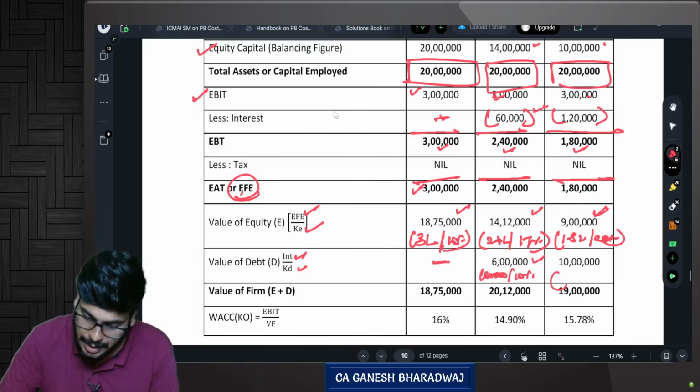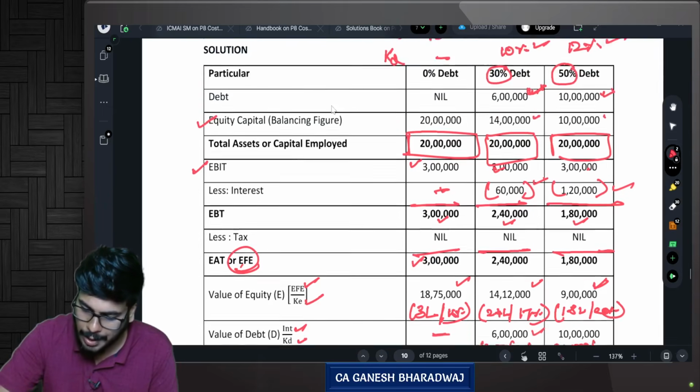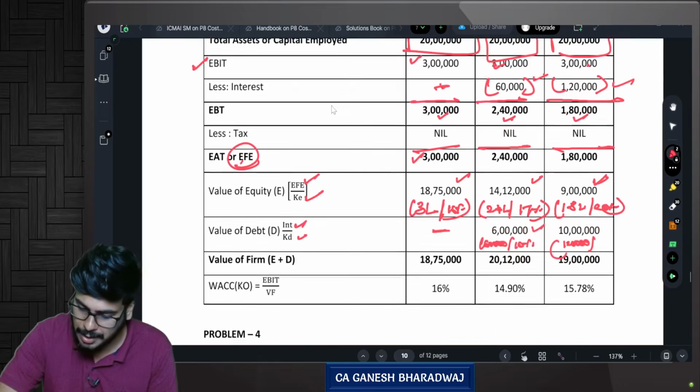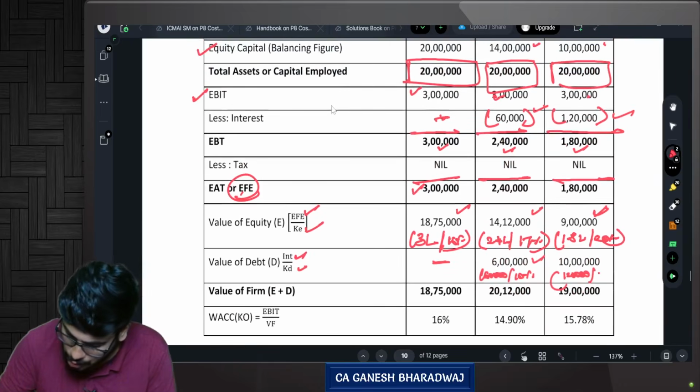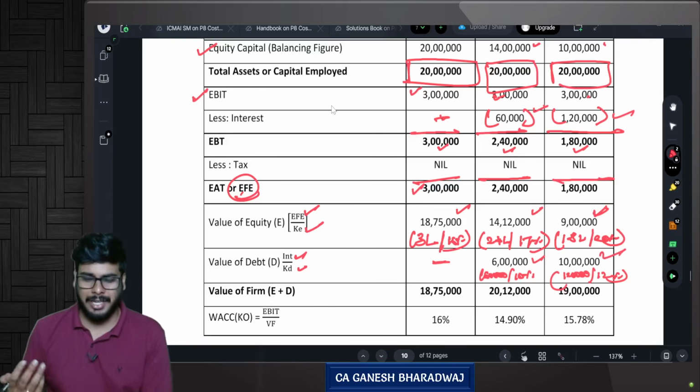In the third phase, I mean, the third alternative, it's going to be 1,20,000 divided by what? 1,20,000 divided by 12 percent, that gives you 10 lakhs. Are you clear with this?